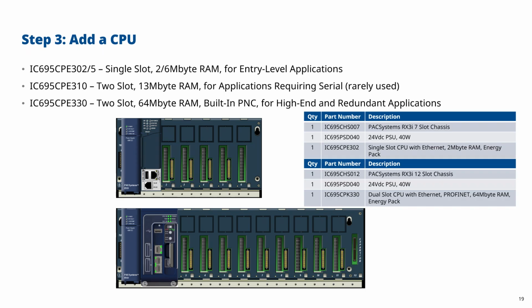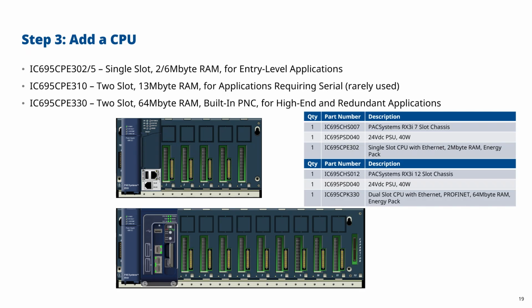Then we add a CPU. We've got the IC695 CPE. So E means it's got built-in Ethernet. And there's a 302 and a 305, which are the basic CPUs for entry-level applications. And the difference between them is the amount of memory they've got. So the CPE 302 has 2 megabytes of RAM, which is adequate for many applications. If you've got a slightly larger application or a lot of PROFINET devices, then you might need a bit more memory. So we've got the CPE 305, which actually now has 6 megabytes of RAM.